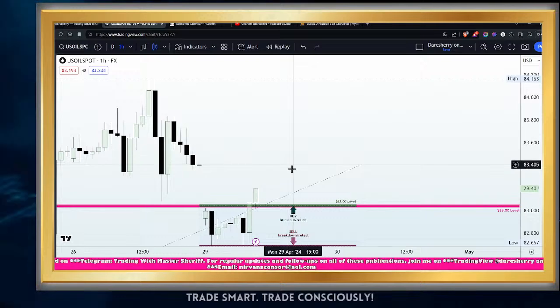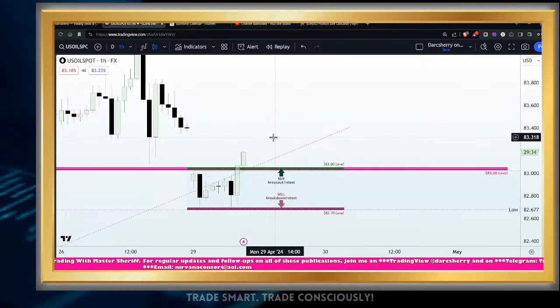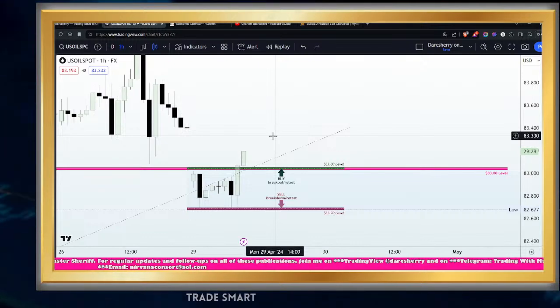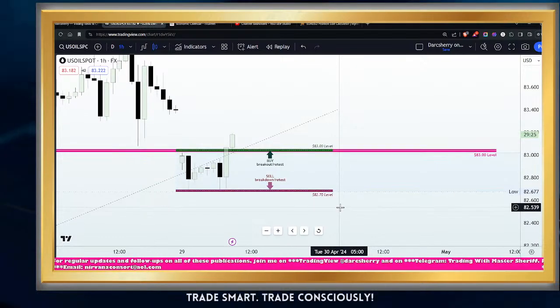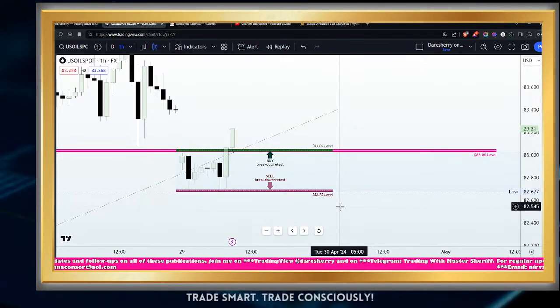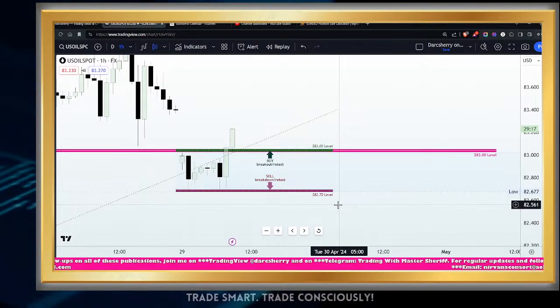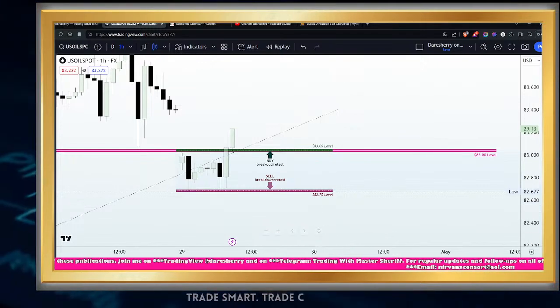However, inasmuch as we are looking out for buying opportunities in this market, we should not ignore the potential that sellers could come in at any point in time. And if they do, what are the conditions, the criteria that will give us confirmation that sellers are truly coming here to stay? Well, first of all, the ascending trend line needs to be breached and broken to the downside, most importantly.